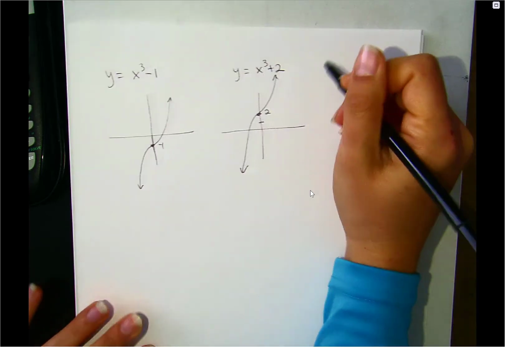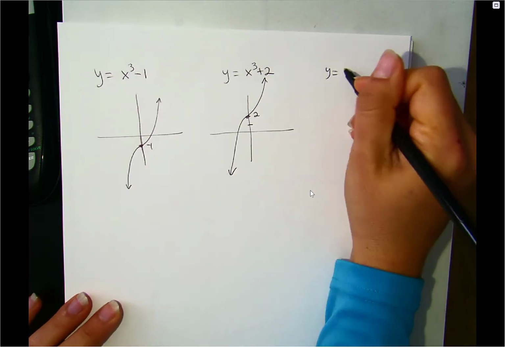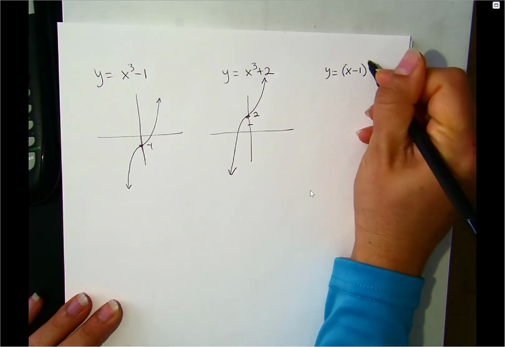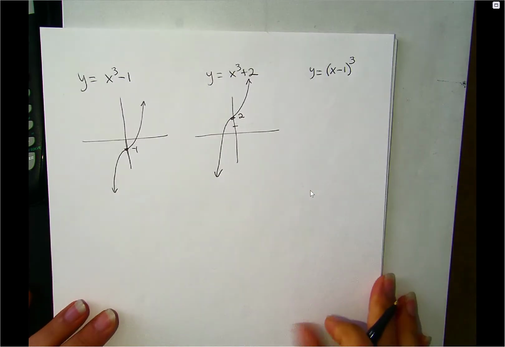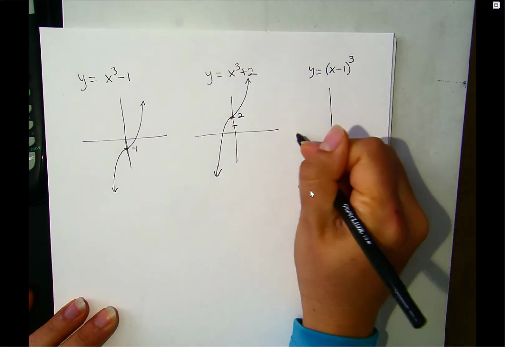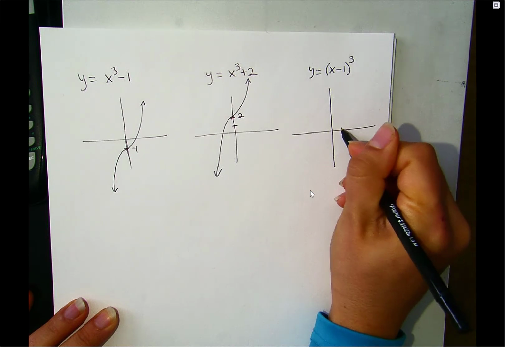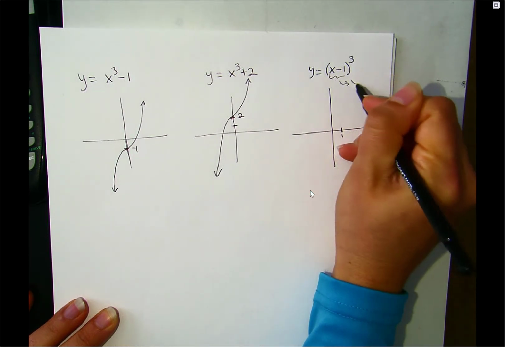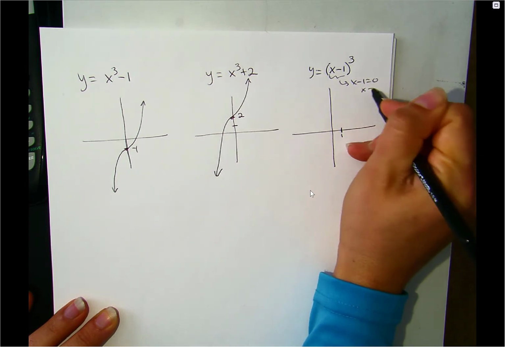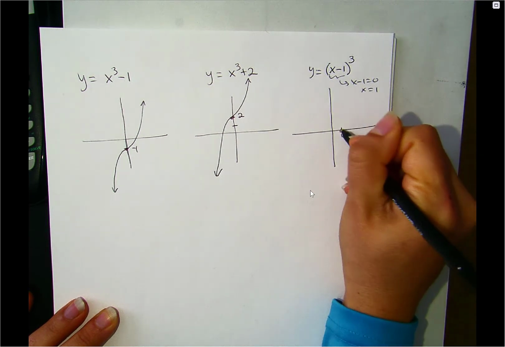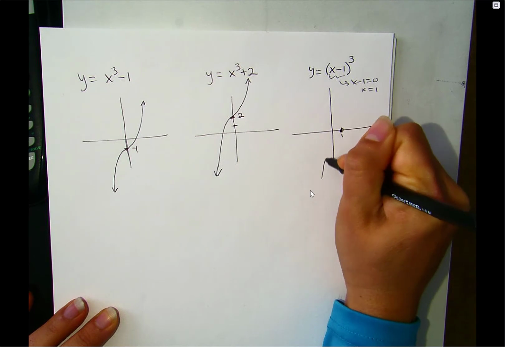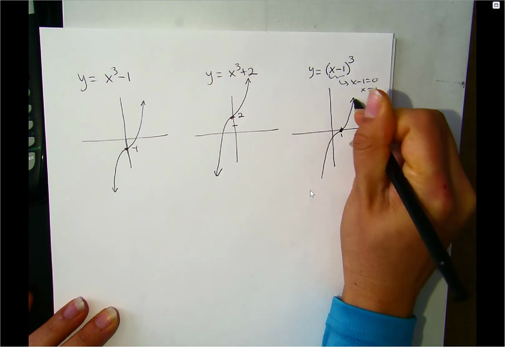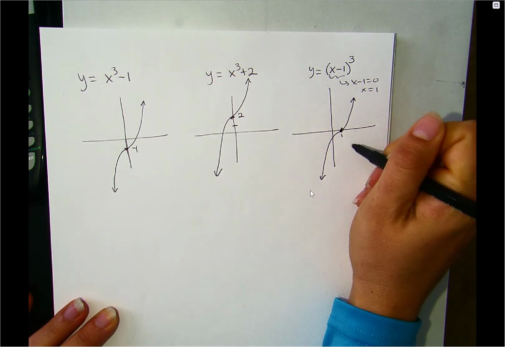And just like with parabolas also, if the shift happens on the inside, if I have x minus 1 cubed, this is going to be a horizontal shift. So it's going to move to whatever makes that 0. X minus 1 is 0 when x is 1. So it's going to move to 1. So that's where the change in the curvature is going to happen.